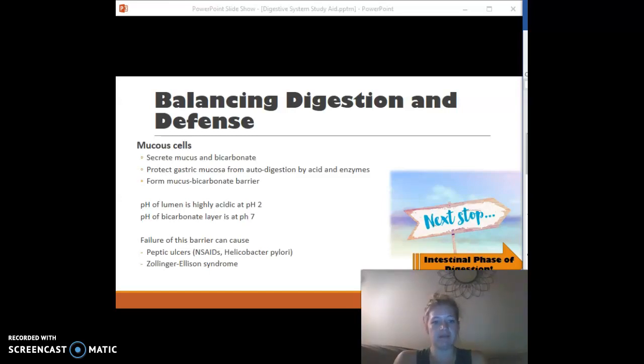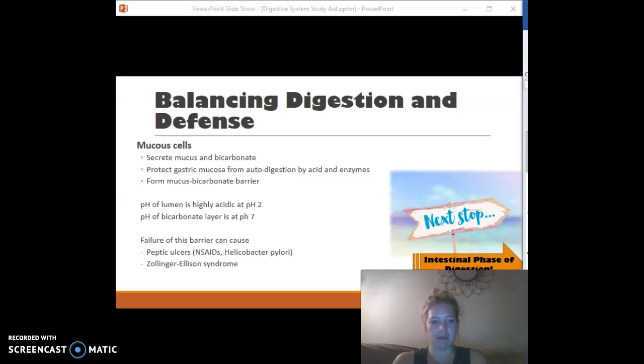This protective layer can fail, though, which causes the formation of ulcers. Most commonly, ulcers are caused by NSAIDs, like your pain relievers, Advil, ibuprofen is an example, or certain types of bacterium that can cause inflammation. However, there is a specific syndrome called Zollinger-Ellison syndrome, which is due to the secretion of excess levels of gastrin. So that's more rare, but that can also cause the formation of ulcers.